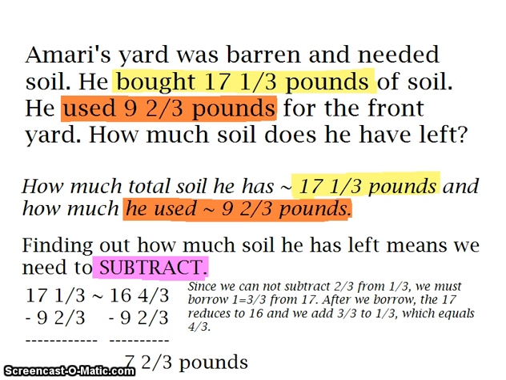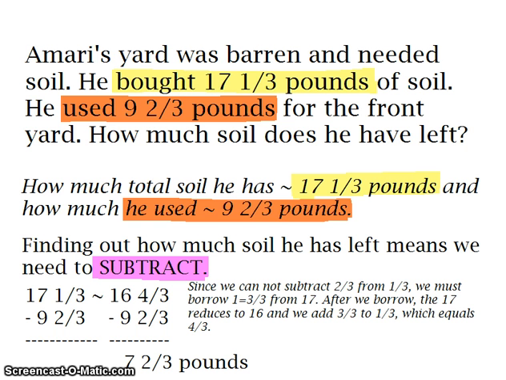Okay, since we're trying to find out how much soil he has left, that means we need to subtract. So we're going to have 17 1/3 minus 9 2/3. Because we cannot subtract the 2/3 from 1/3, we are going to need to borrow. We need to borrow 1 from the 17.